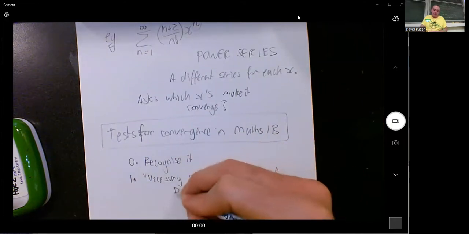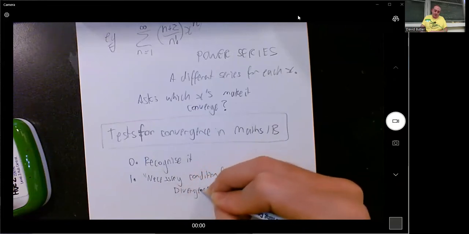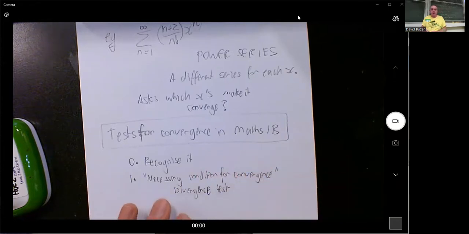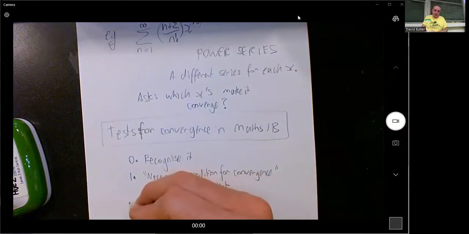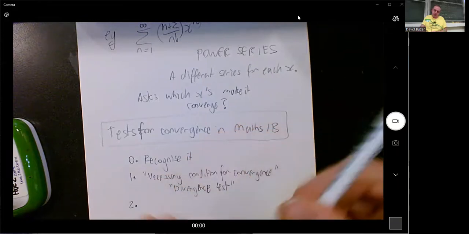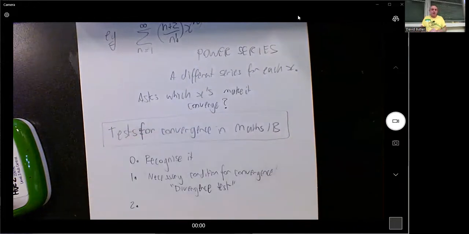I call it the divergence test. So if you search for it online, divergence test will get you the thing, like if you Google it. So I should probably put this. This is what it's called in your notes. This is what I call it.